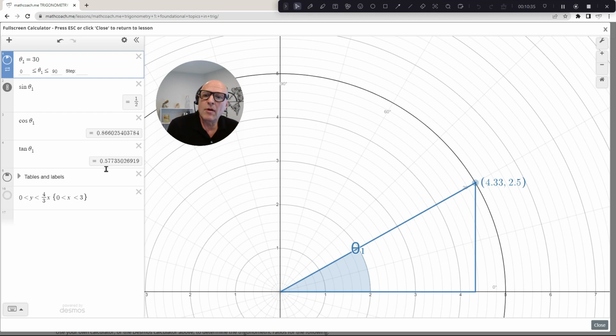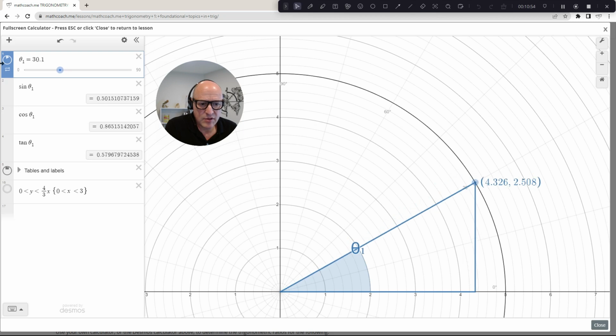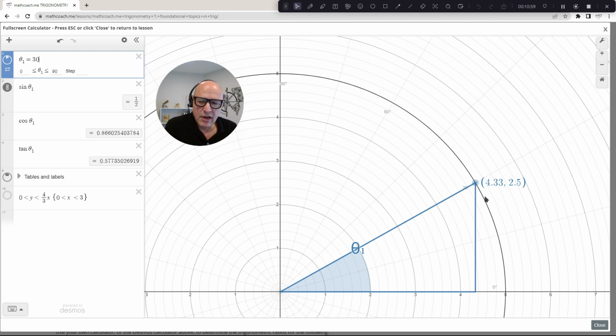So SOHCAHTOA. Our sine ratio is the opposite over the hypotenuse. Well, our hypotenuse is fixed. This is a 5 radius circle, okay? So it's always 5. Our opposite side is reflected in the coordinates for this point on the vertex, okay? So at 30 degrees, let me set it back to 30, my opposite side is reflected in the y-coordinate for that point, 2.5. 2.5 divided by 5, the hypotenuse, is 1/2. That's why we see 1/2 for our sine of theta.